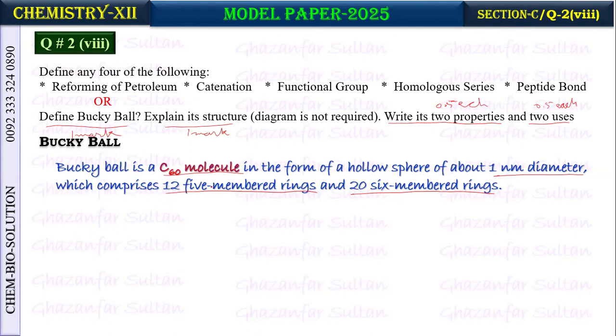I suggest you that you remember this definition, that you must include that this is a C60 molecule. It is a hollow sphere. 1 nanometer is the diameter. Even you can ignore this in the definition, but you should include that there are 12 five-membered rings and 20 six-membered rings. Or you can shorten your definition by writing that buckyball is a C60 molecule in the form of a hollow sphere, which comprises hexagons and pentagons. Don't mention more, because in the next part, you have to explain the structure. But I think it doesn't matter if you introduce these few words in your definition. So you will be on the safe side.